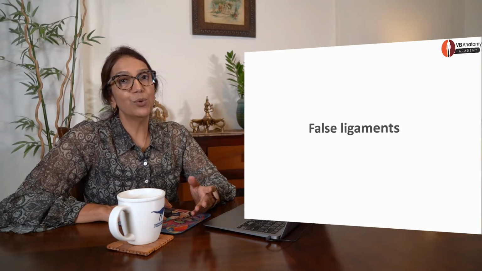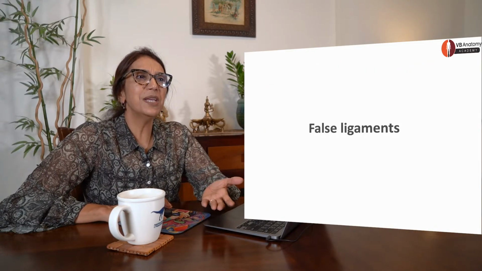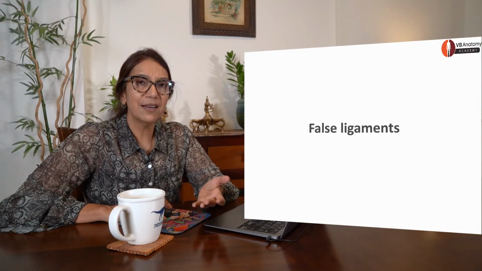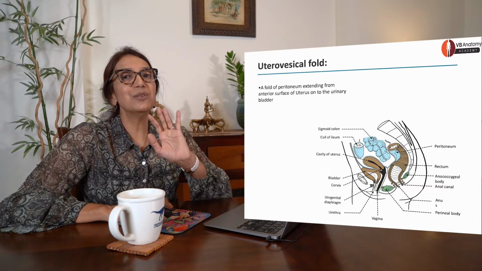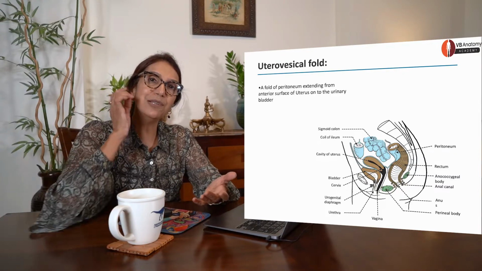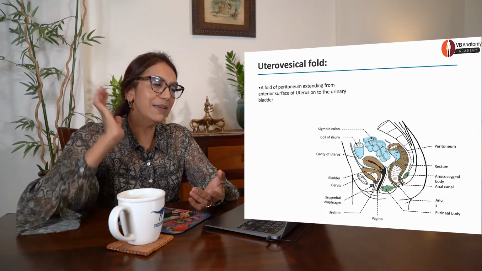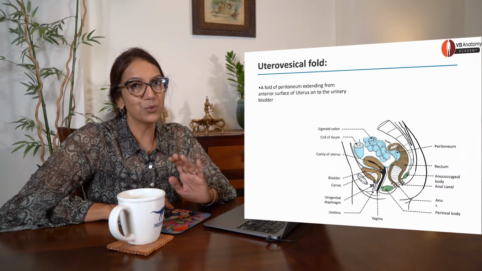Right. Let's now go to false ligaments. What do we mean by false? Are they not there? They're there, but they just don't behave as ligaments. They are folds of peritoneum doing their job very well, but not supporting the uterus.